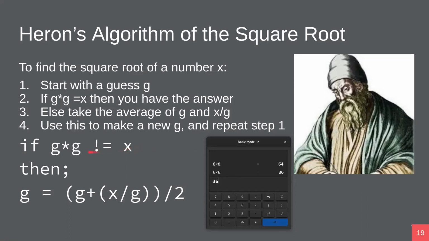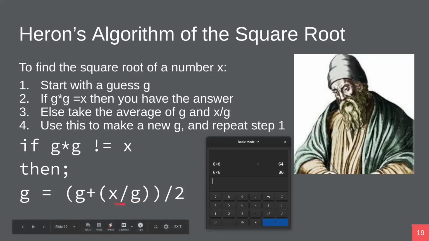So looking over at the algorithm here, if g times g does not equal x, so x is 64, okay, then what do we do? Okay, g times g is 36. So it's wrong. So we need to follow this step down here. Now I've written it out in kind of pseudocode here. This is a sort of pseudo notation. Okay, so what do we do? We take g and we add it to x divided by g and then average the two together. So let's work out the brackets first.